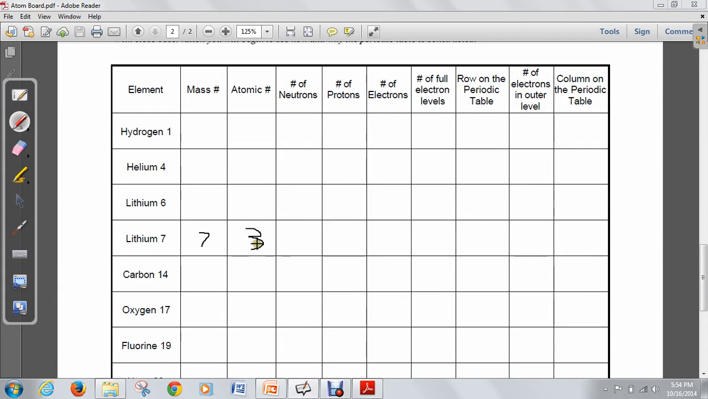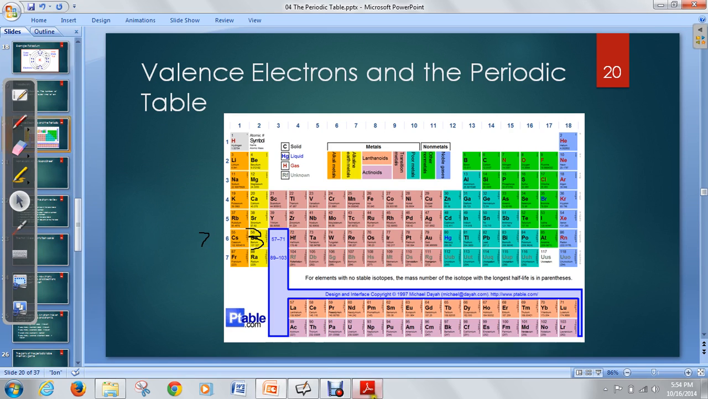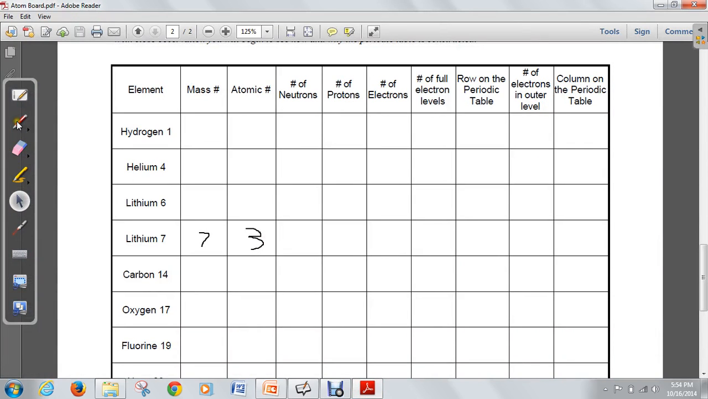Now if I want to find the number of neutrons, this isn't the atomic number. Again, like we said, the number of neutrons is the atomic mass minus the atomic number. So I'm going to put in 7 minus 3, which is 4. So atomic mass minus atomic number gives me 4. The number of protons is going to be the same as the atomic number, and the number of electrons is going to be the same as the atomic number. So that's going to give me 3 and 3.